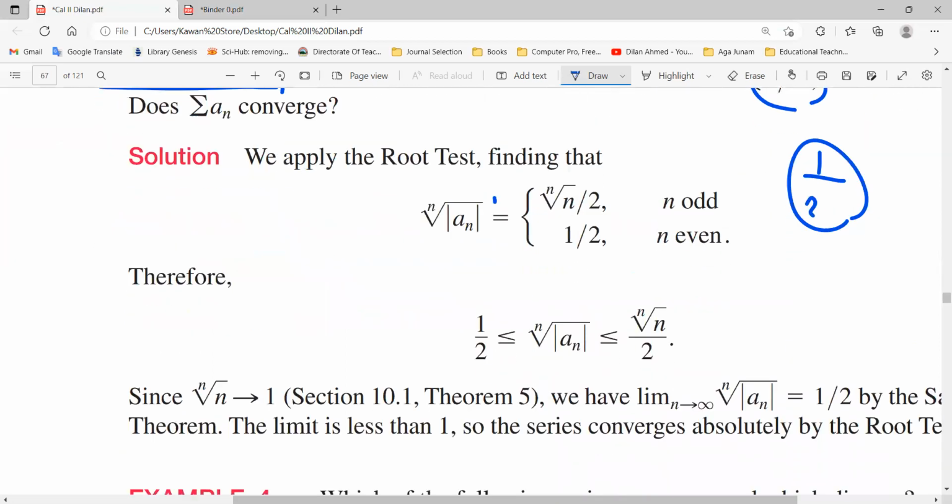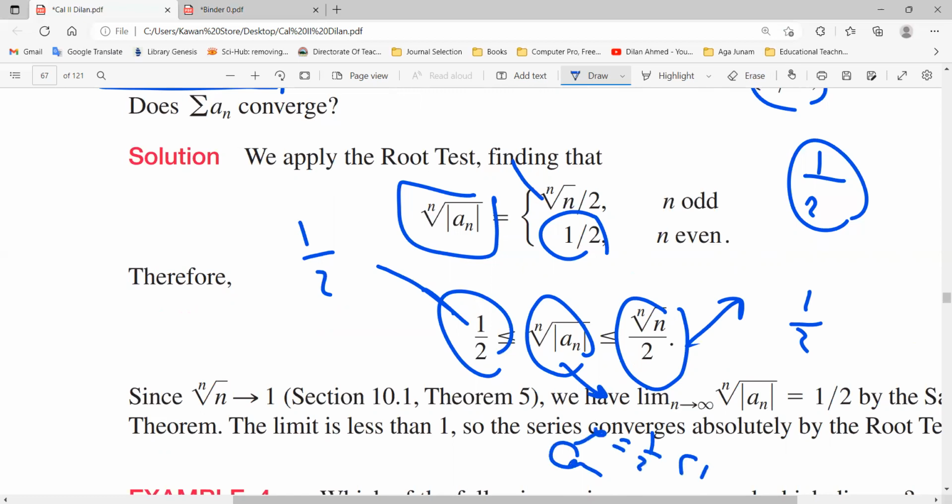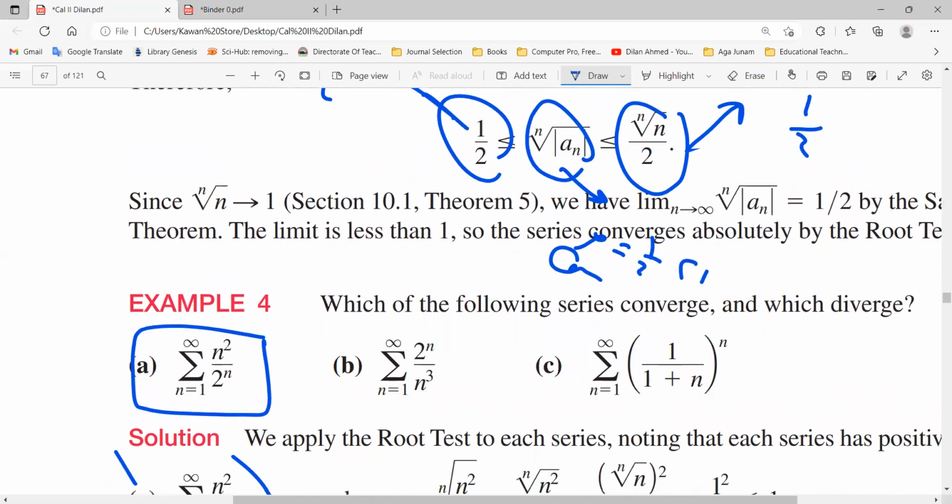I say that the series is between here and there. If I have odd, I will get that one. If I have even, I'll get that one. Like a sandwich theorem. So the limit of here is equal to 1 over 2, the limit of here is equal to, again, 1 over 2. So that limit is equal to 1 over 2, and my rho is less than 1, so it converges. So we solved it like this: the limit is less than 1, so it converges absolutely by the root test.